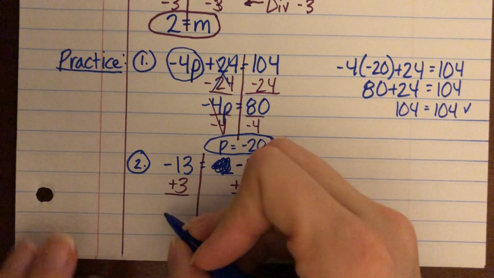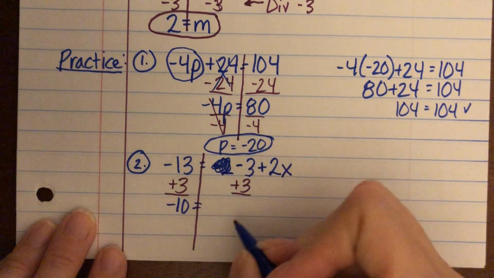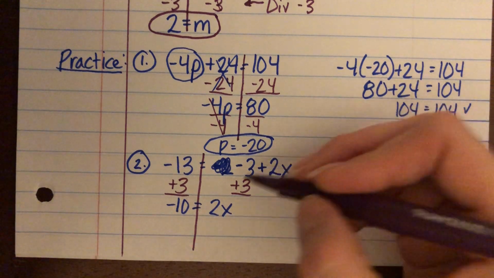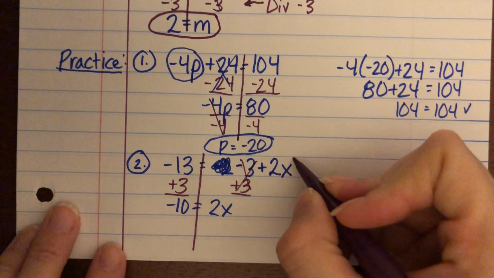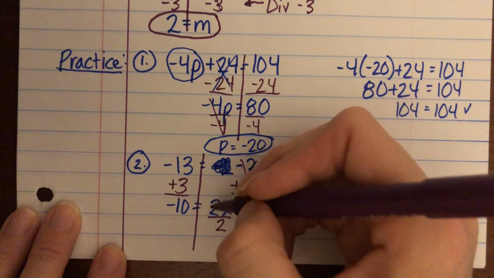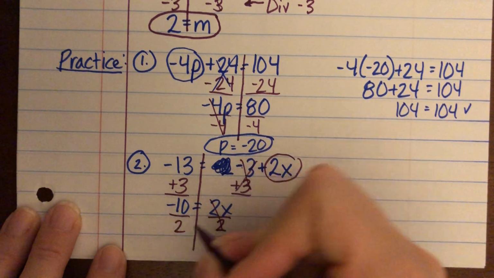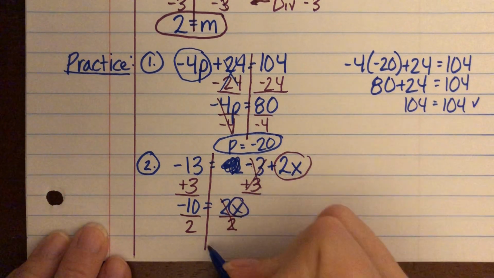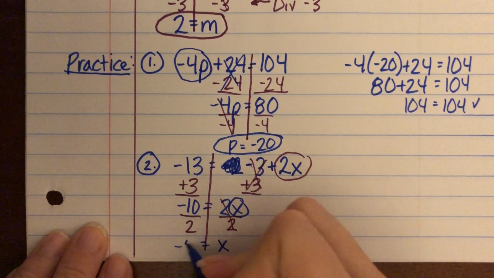So this would be negative 10 to x. Then these cancel out, and I'm left with the 2x. Then I'm going to divide both sides by 2. And I get x is equal to negative 5.